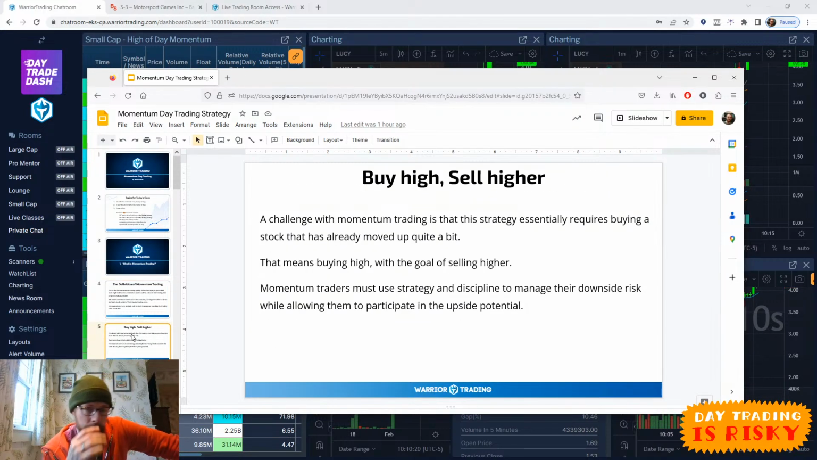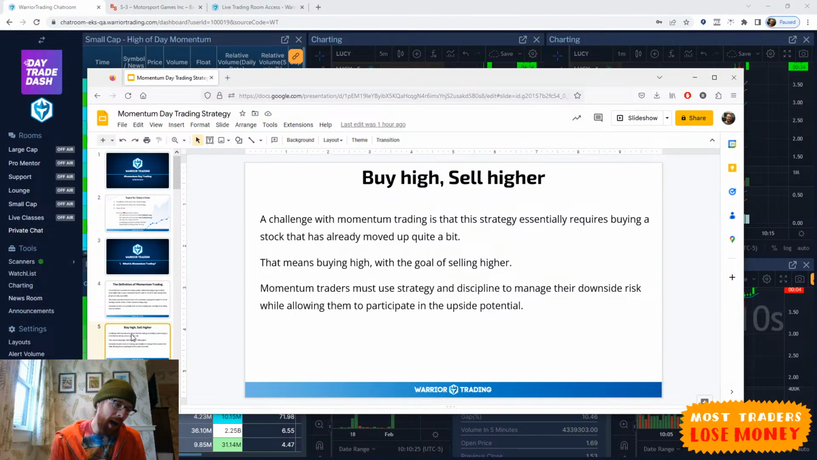So this is a strategy that requires buying high and selling higher. Now, when we buy something that's high, momentum traders have to use a combination of strategy and discipline to manage downside risk, while allowing us at the same time to profit from upside potential. There is downside risk on trading a stock that's already up 100%, right? It's up high, it's extended. So we have to use strategy and discipline to keep ourselves in line.